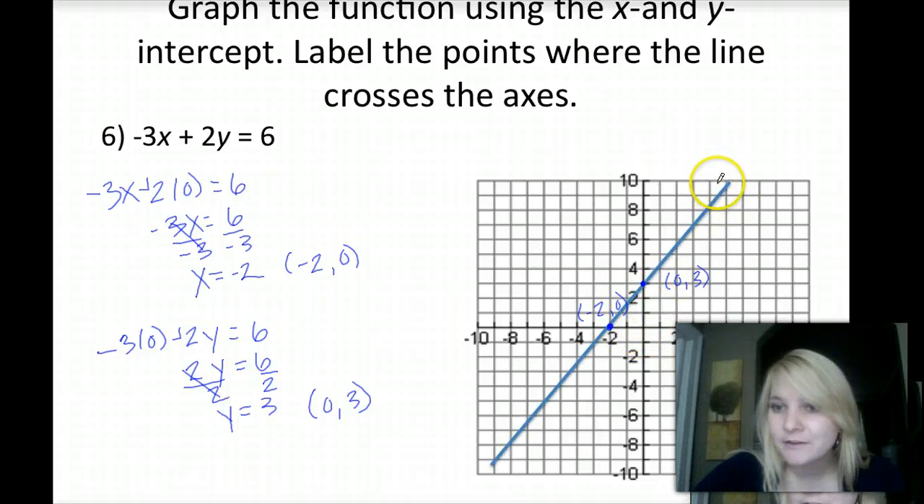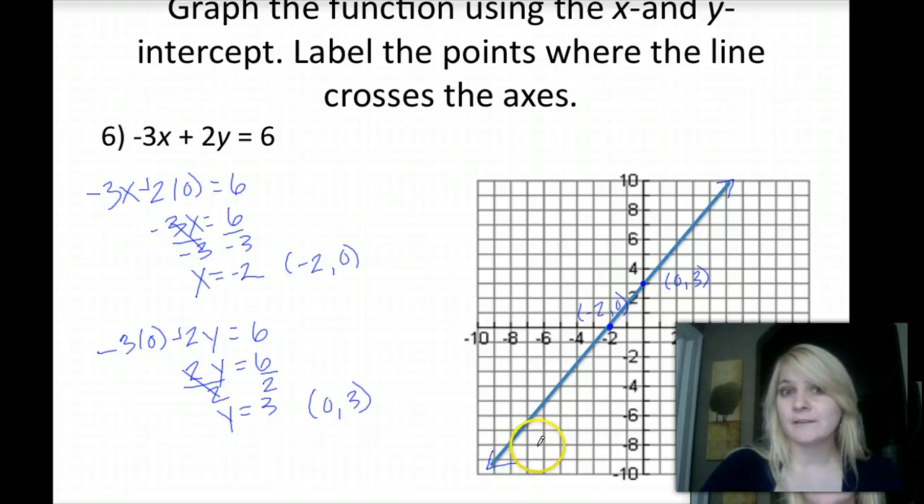And you're going to go to the edges of the graph provided. Make sure you have arrows at the end there. So that's how we graph the function using the x and y intercepts.